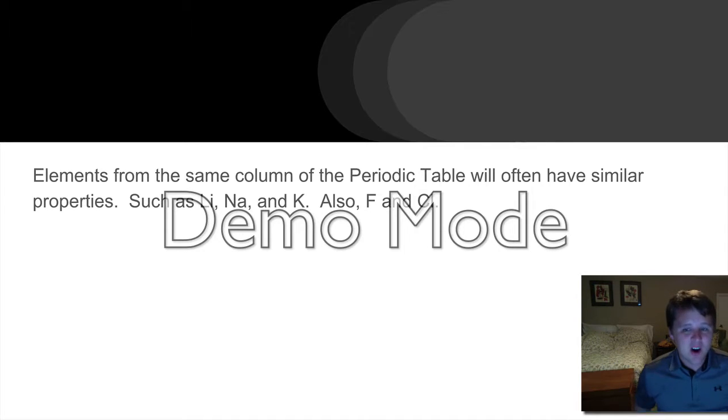Elements from the same column of the periodic table will often have similar properties, such as lithium, sodium, and potassium. I know that sometimes sodium and potassium are interchanged as salts. That's table salts. Also, fluorine and chlorine are similar, and they're from the same periodic table column.